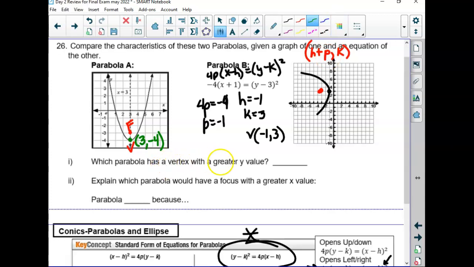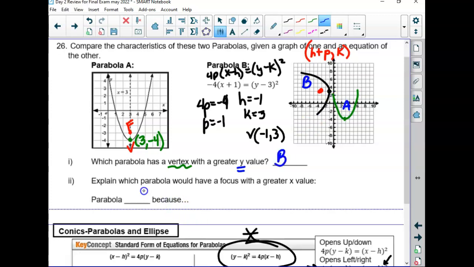All right, which parabola has a vertex with a greater y value? And if it helps, you could graph them on the same one. This was at (3, -4), and it was opening up. So which one has a greater y value, the vertex? This one was A, this one is B, yes? Greater y value, doesn't that just mean it's higher up? Oh, this one says y, right? Okay, yeah, the focus, you're right. The vertex has greater y value. Which one is higher up, the vertex?